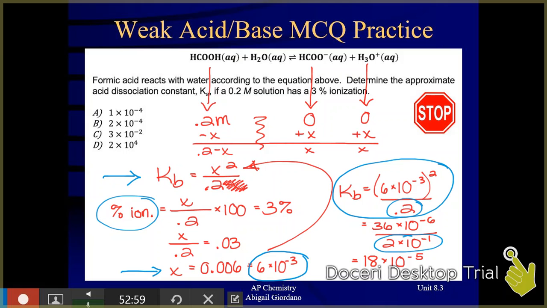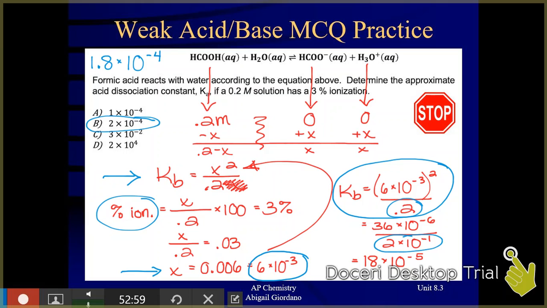Okay, and 18 times 10 to the negative 5th. You might say, well, I don't see an answer that looks even close to that. But remember, 18 times 10 to the negative 5th is the same thing as 1.8 times 10 to the negative 4th. And there is an answer choice that's pretty close to that, right there.